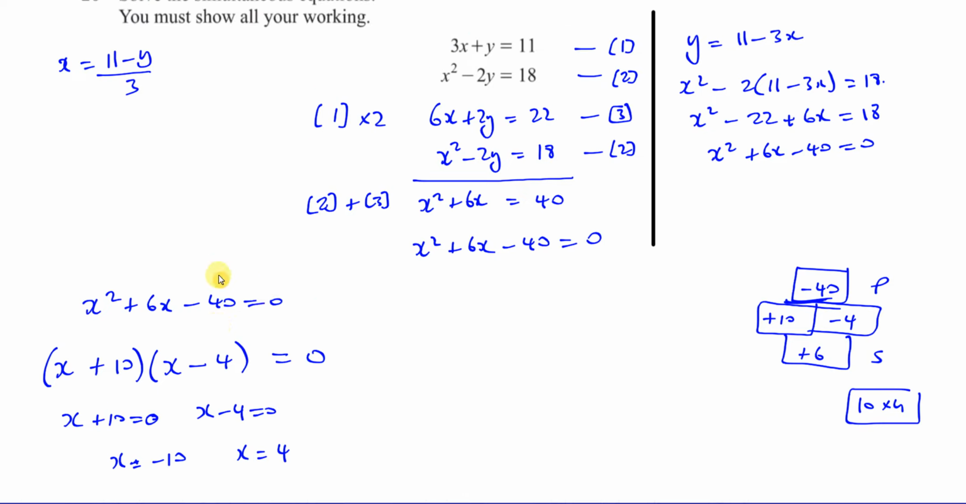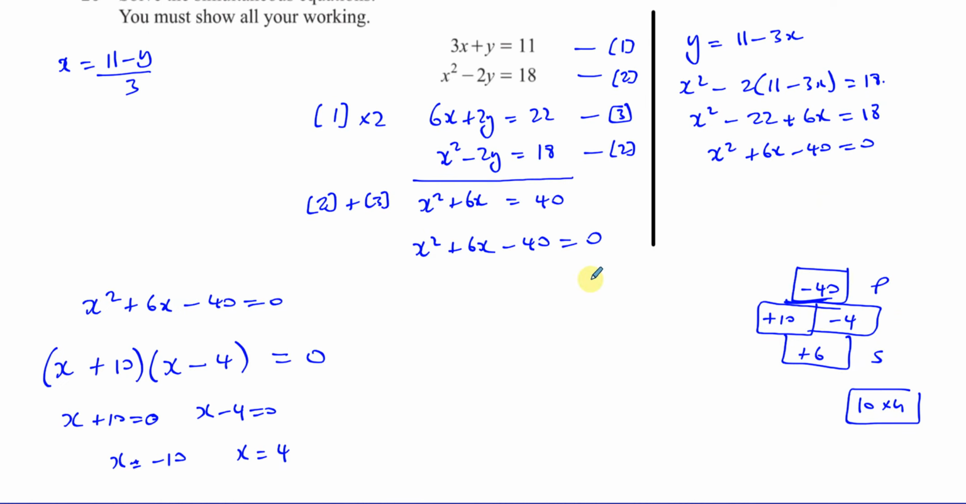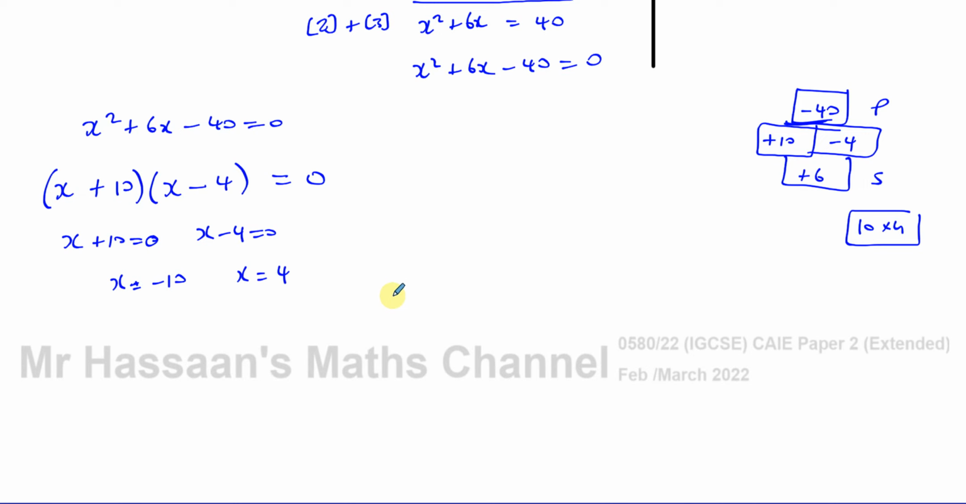We need to now know what y is. So what we can do is substitute these x values into either of the two equations. Normally the linear equation looks like the simpler one, and I think that's the case here. So if I take that equation and rearrange it like I did there, I know that y equals 11 minus 3x.